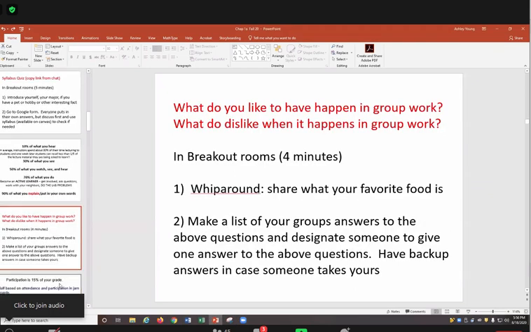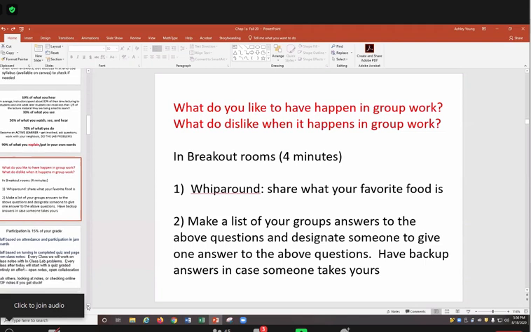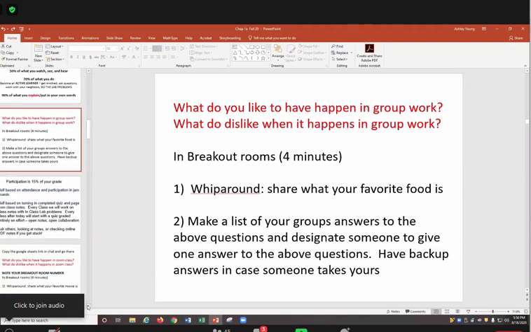So first, speaking of group work, there are things that happen in group work that are good, that you're like, oh, I'm glad that in our group work this happened, right? So when you're working in a group, what are some things that you like to have happen? I'm not saying what you like about group work. I'm saying when you're in a group, what do you like to have happen? What are some good things? And if you're in a group work, what are some things that you dislike when those things happen? So those are two questions I want you guys to answer in your breakout rooms.